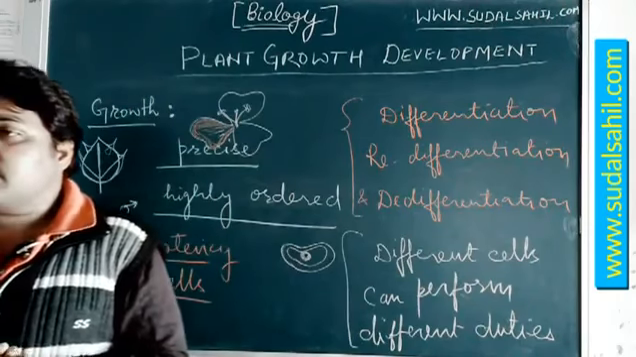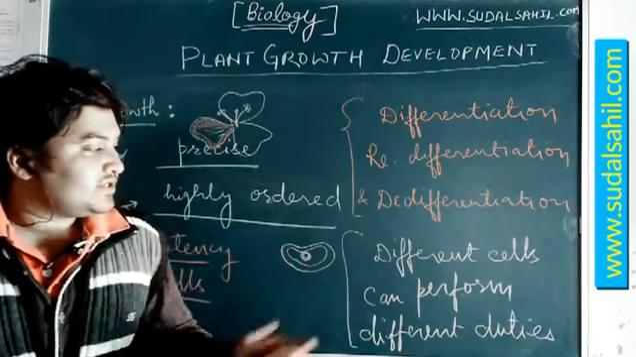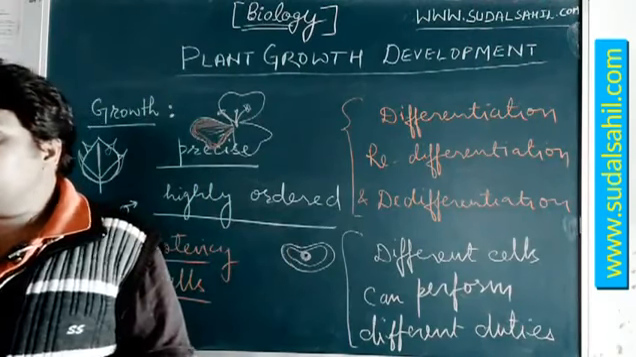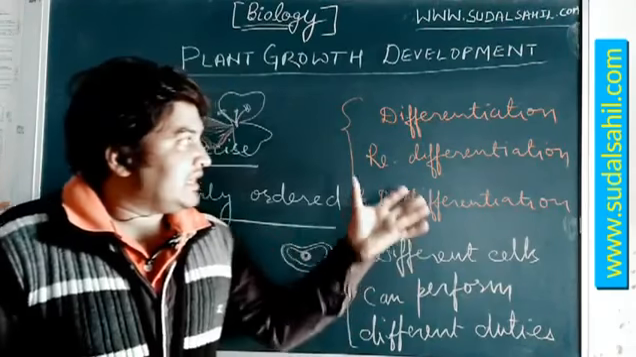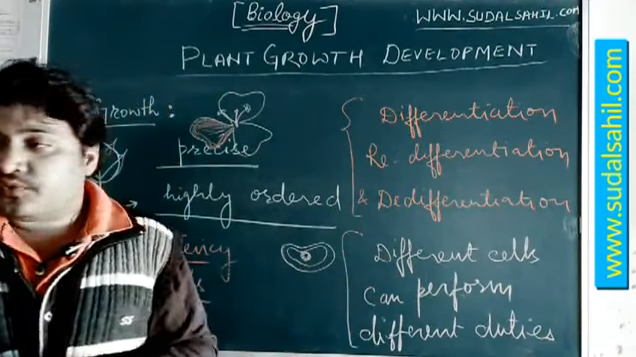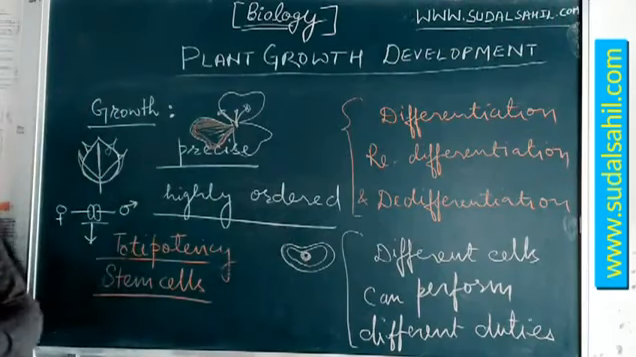Now you have multiple types of cells which can perform their duties at the same time. One cell can synthesize food, one cell can conduct water, one cell can diffuse waste at the same time. So there are different cells, and this process is called differentiation.